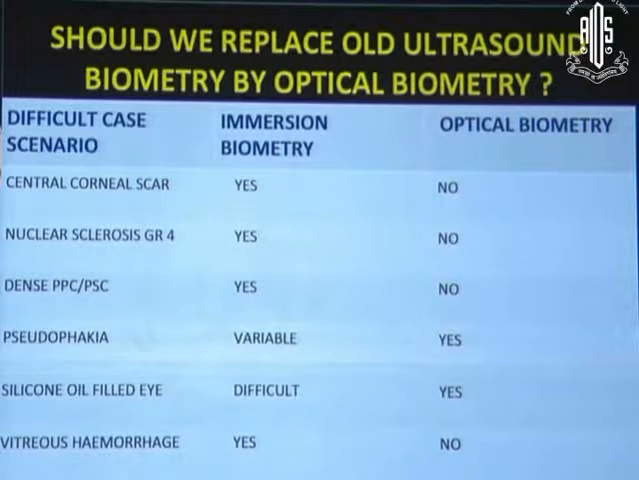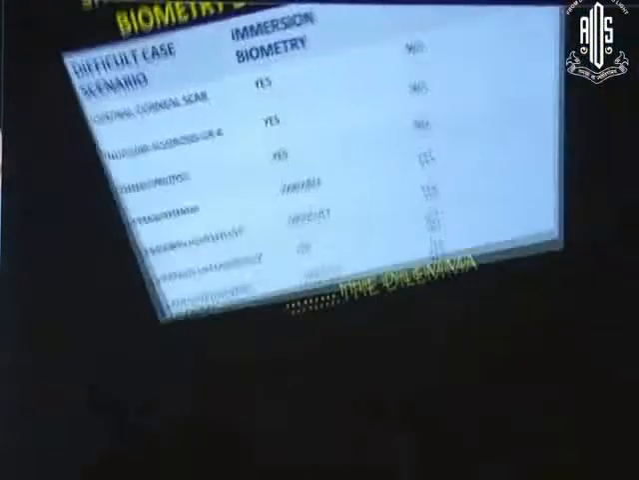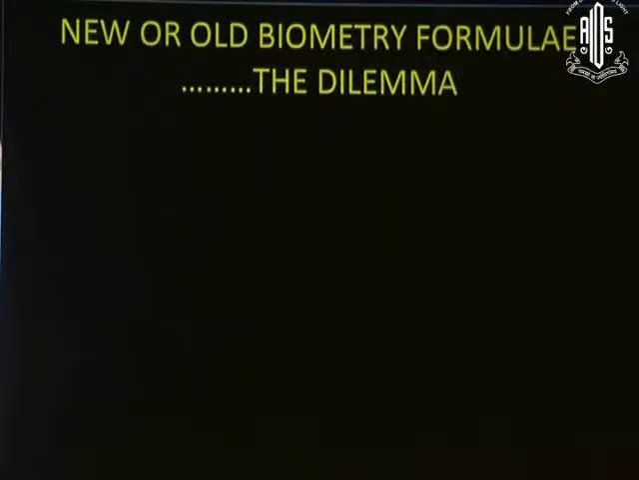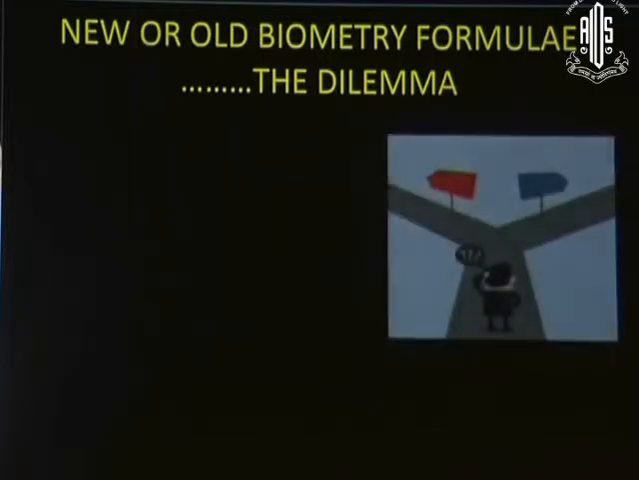Therefore, the question that we need to answer today: should we change? Should we replace our old ultrasound biometry by the optical biometry? Well, the answer is no, because on your left you see so many yeses, and on your right as well you see the yes. You need to keep your immersion biometry for everything that the optical cannot do, but use the optical biometry as much as possible. Now let's come to the formula, and the number of different formulae are coming in, and that's a dilemma.